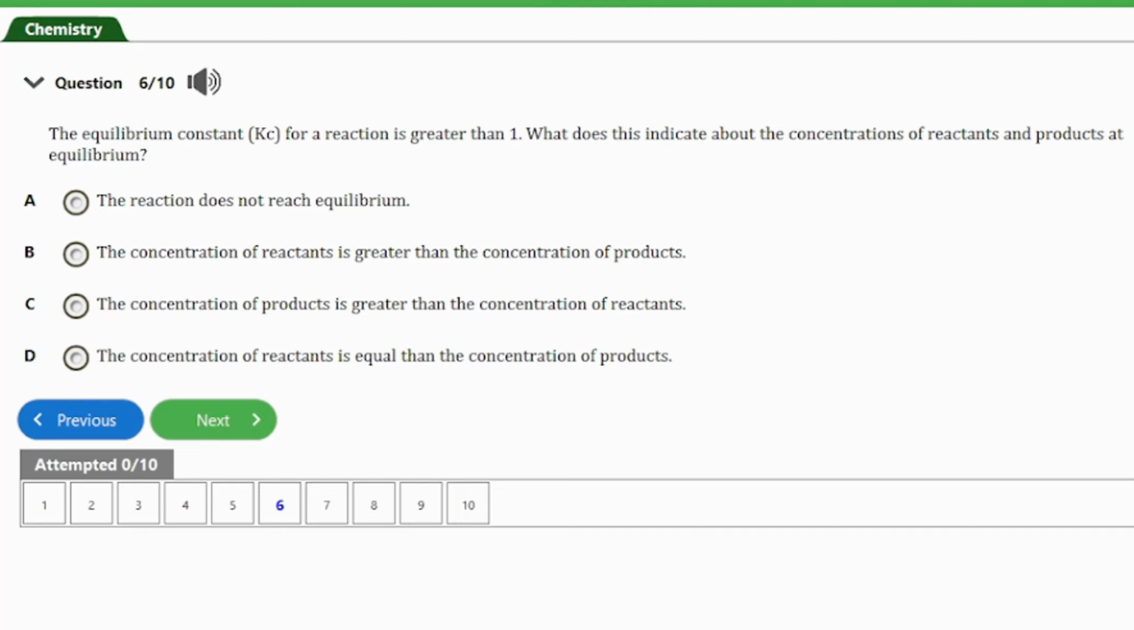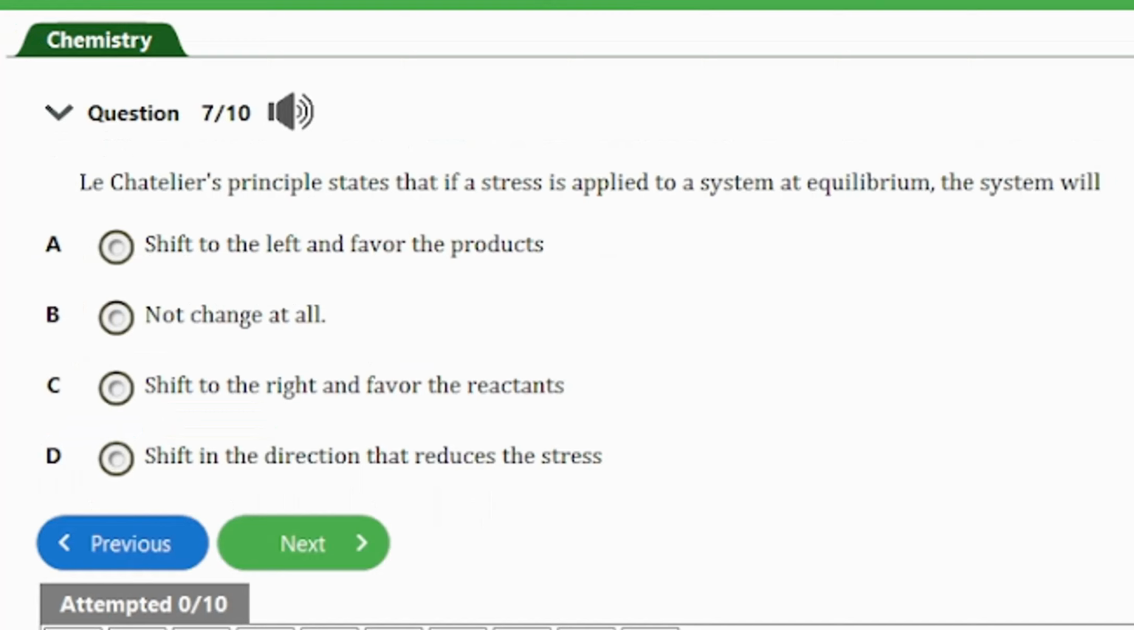So guys, the answer to this question is option C here. The concentration of products is greater than the concentration of reactants. So if the equilibrium constant for a reaction is greater than 1, it indicates that at equilibrium, the concentration of the products will be greater than that of the reactants. So this means that the reaction will predominantly favor the formation of the products. That's it will favor the forward reaction. So let's consider the next question.